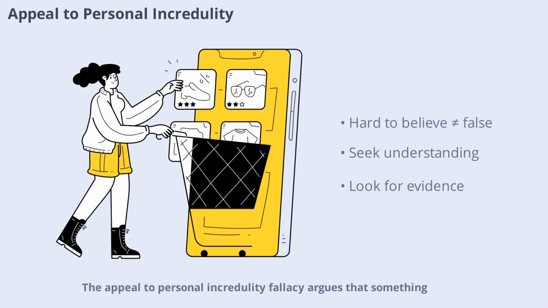The appeal to personal incredulity fallacy argues that something must be false because it's hard to believe or understand. For example, I can't imagine how evolution works, so it must not be true. Personal disbelief isn't evidence against an idea. It's important to seek understanding and evidence, even when concepts seem difficult.